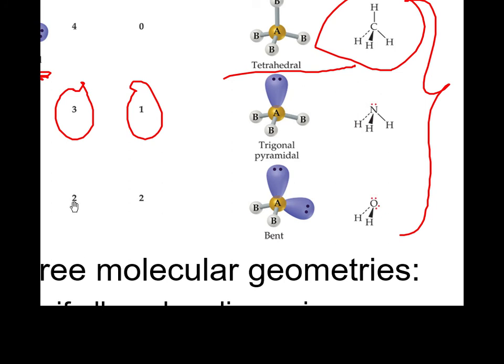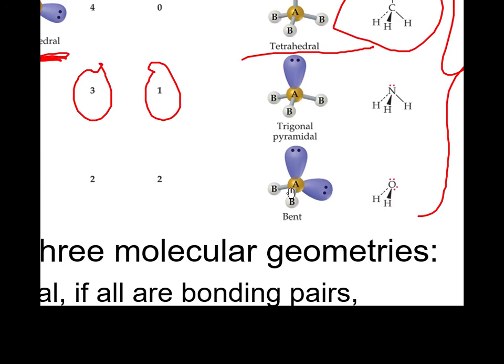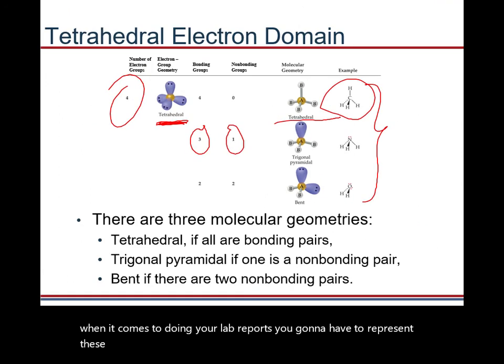But if I have 2 bonds and 2 lone pairs, then we will have a geometry that is bent, tetrahedral bent geometry, like in the case of water, right? When you draw the structure of water, you'll see that it has 2 lone pairs and 2 bonds. Therefore, it is bent, tetrahedral bent geometry. Now, when it comes to doing your lab reports, you're going to have to represent these in 3D. So how do we present molecular geometries on paper?